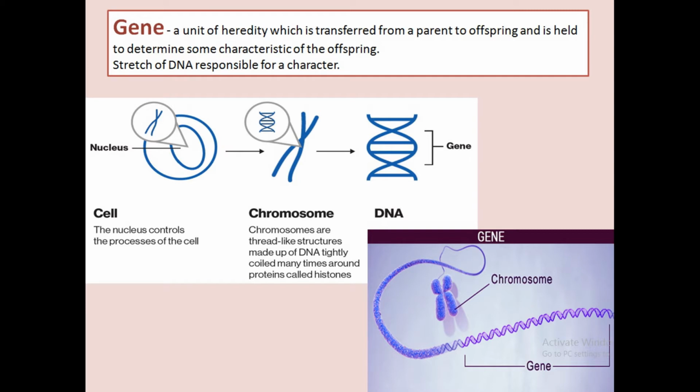Here it is a picture of a cell. Inside the cell there is a nucleus and inside the nucleus there is a chromosome. If we zoom into the chromosome, in the chromosome there is DNA. Again, if we zoom in, we can see that in the DNA there is a gene. So the stretch of a DNA is responsible for a particular character, for a particular gene.